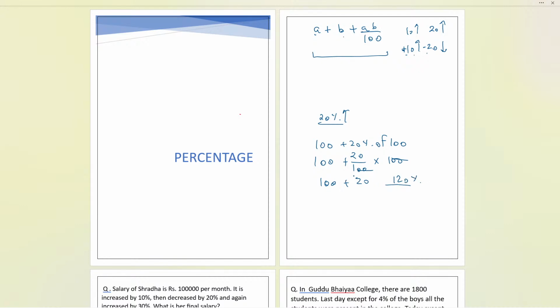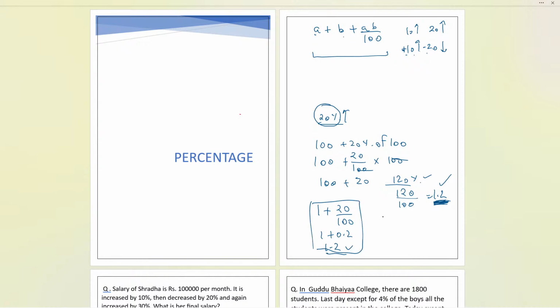Now if I want to convert this into a fraction, that will be 120 by 100, and that will be 1.2. So do we have a direct formula to apply and get this? Yes, we have. Just write 1 plus, convert the number directly into a fraction. It will be 20 by 100, and you will get 1 plus 0.2. It will be 1.2 directly.